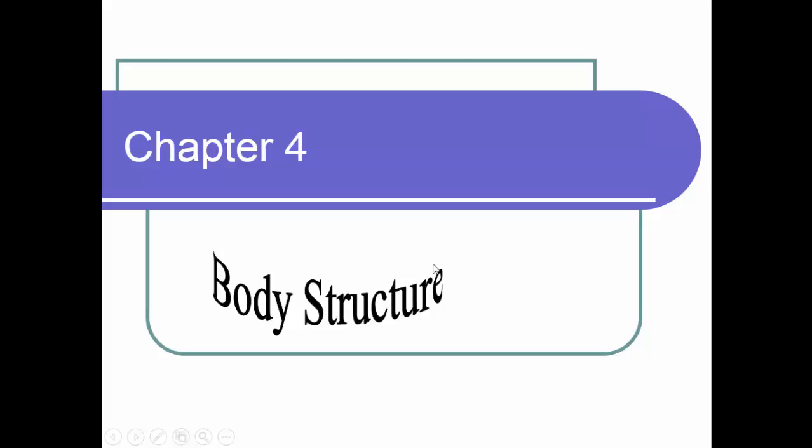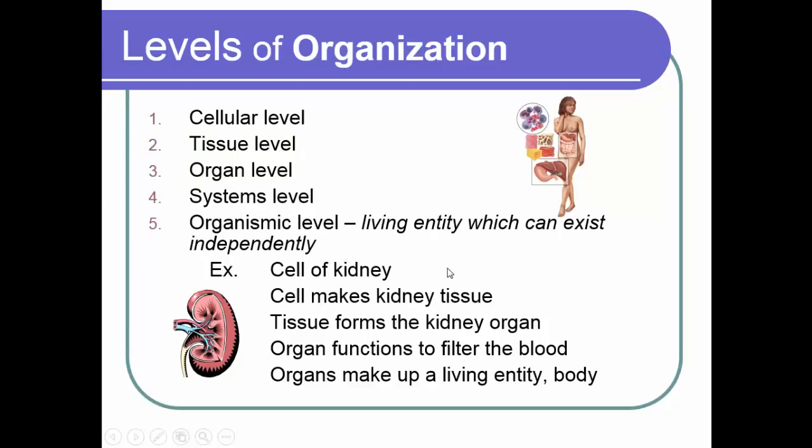This is Chapter 4, Body Structure. The levels of organization as described in your textbook are as listed 1 through 5. The body starts at a cellular level. Cells come together to form tissues, tissues form organs, organs form systems, and then systems make up the organismic level, or the body as a living entity.